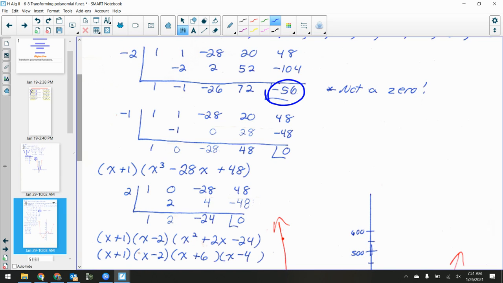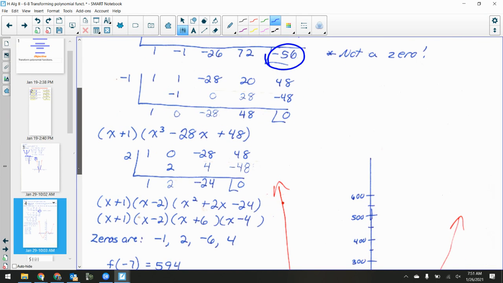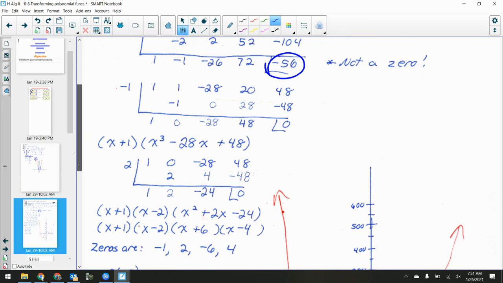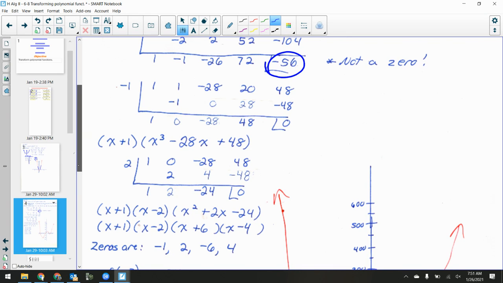It looks like -1, +2, -6, and +4. Those are the 4 possible rational roots that you could have gotten using synthetic division out of that list. So really, we had a 4 in 20 shot of getting it on the first try. So, not too bad. 1 in 5, 20%. All right, so my zeros are -1, +2, -6, and +4 once we get it all factored down.